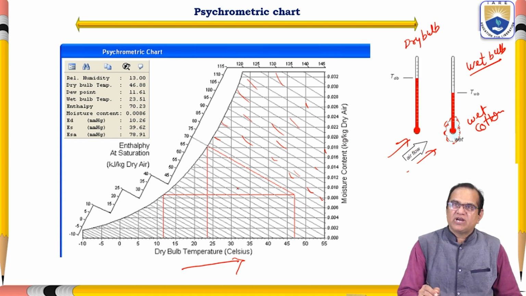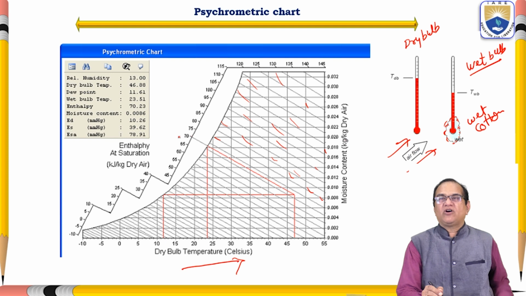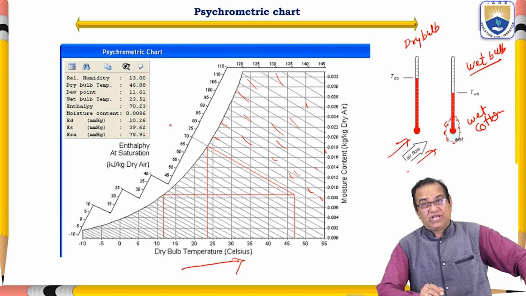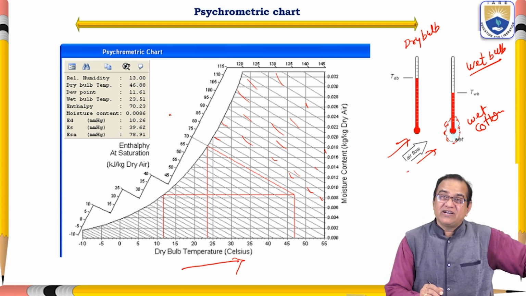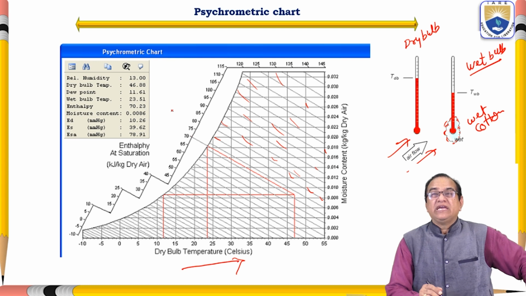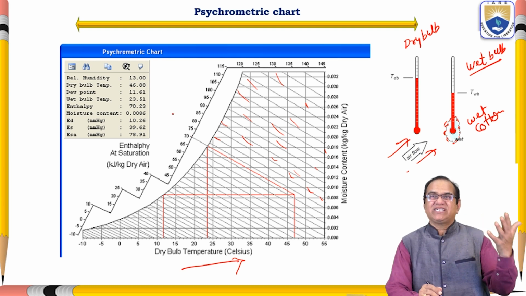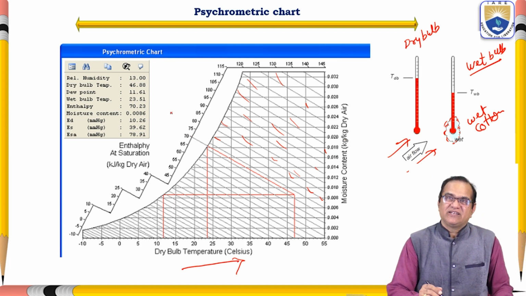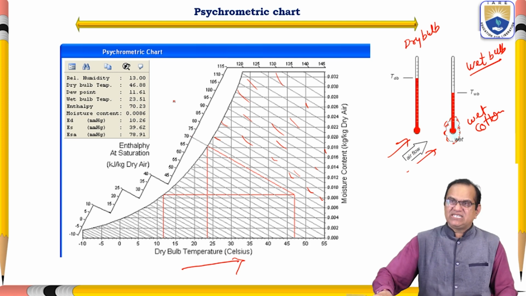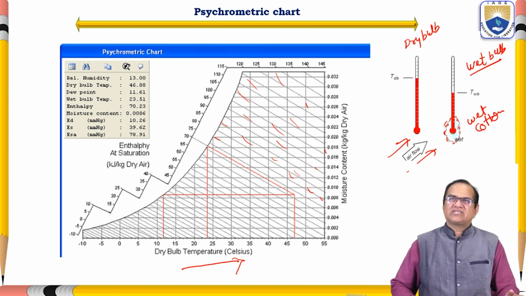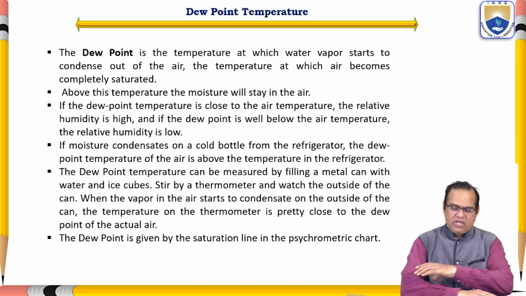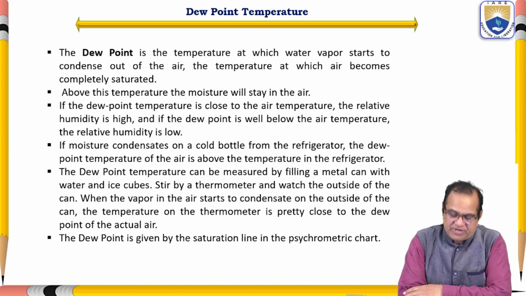You can find out the wet bulb temperature, and from here you can find out how much enthalpy there is. If you know the enthalpy, you can also find out how much heating or cooling there is, because for air conditioning we need the heat rejection, and how much percentage of heat is rejected. So we will be discussing this in detail in the next classes. Now next is the dew point temperature.